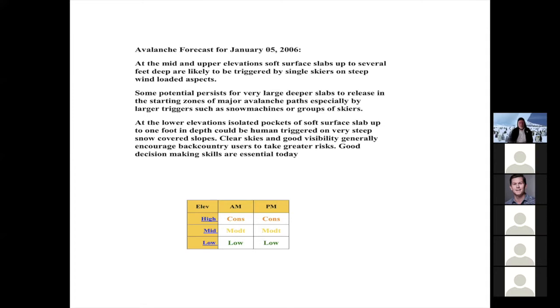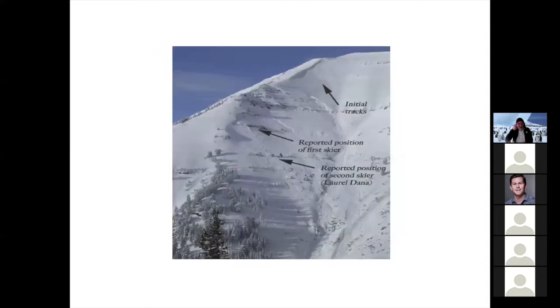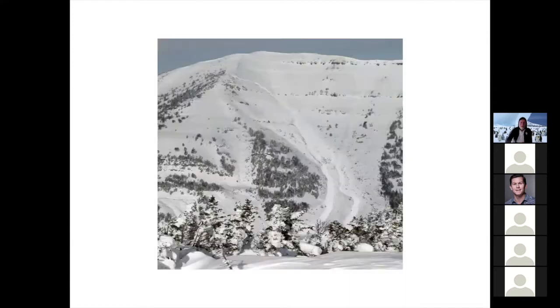So going back to this one, these guys went ahead, they used good travel techniques. They skied one at a time, they pulled off to the side into what they thought was safer, or they identified as safer terrain. But really, there's nothing in this whole gully that qualifies as safer terrain. The only place you'd be safer is around the corner on the ridge. So they applied what they thought were good travel techniques in the wrong terrain.